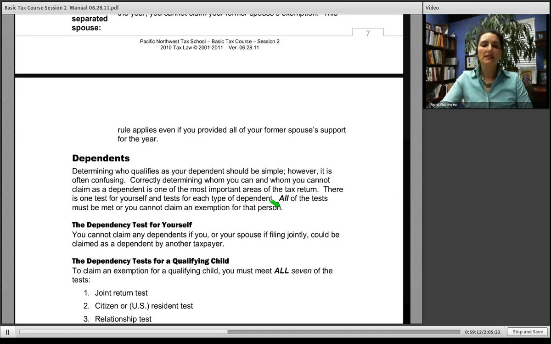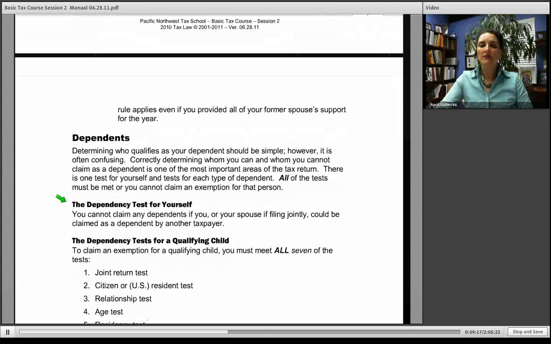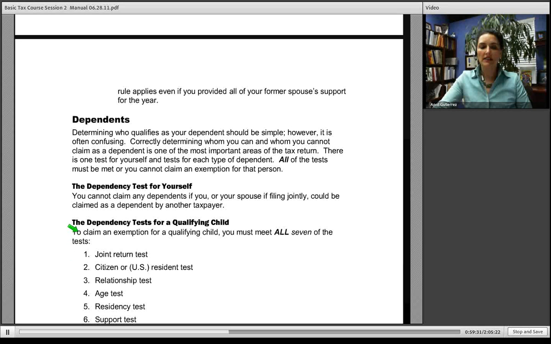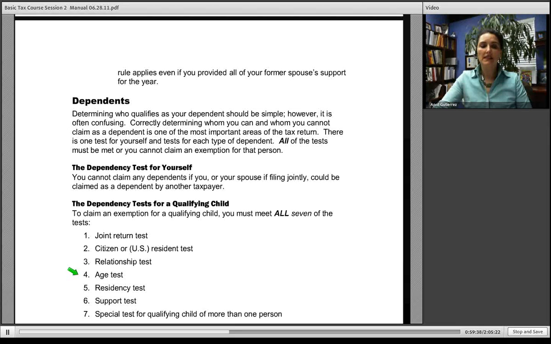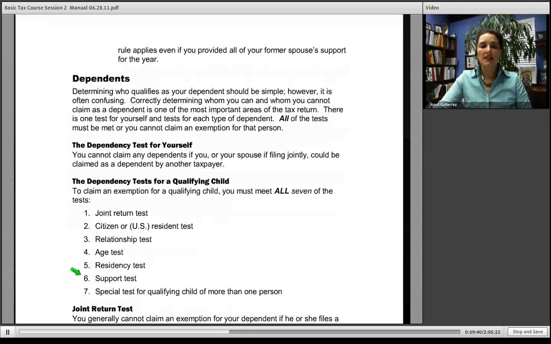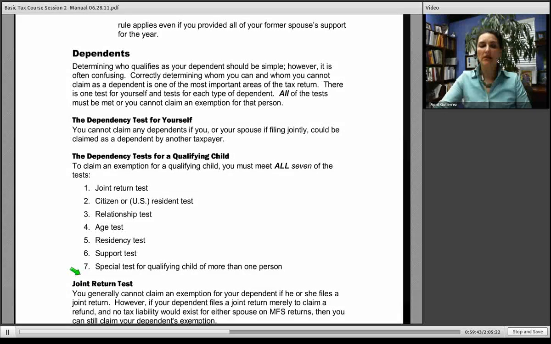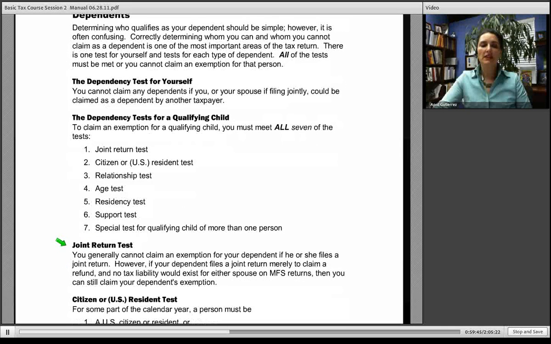The dependency test for yourself. You cannot claim any dependents if you or your spouse, if filing a joint return, could be claimed as a dependent by another taxpayer. Dependency test for a qualifying child. To claim an exemption for a qualifying child, you must meet all 7 of these tests: joint return test, citizen or U.S. resident test, relationship test, age test, residency test, support test, and special test for qualifying child of more than one person. Let's look at the joint return test first.